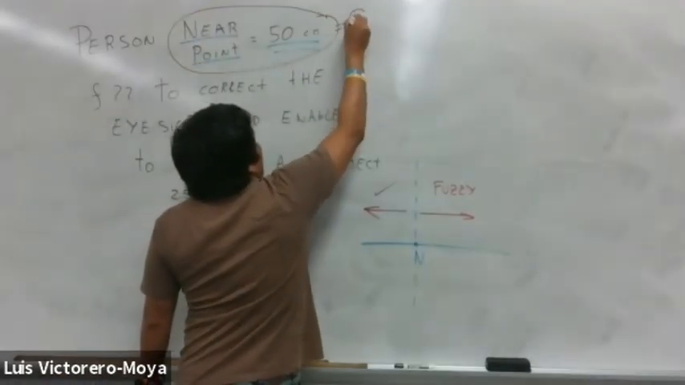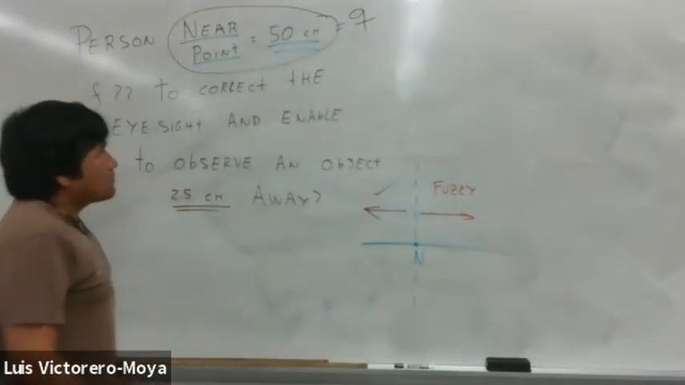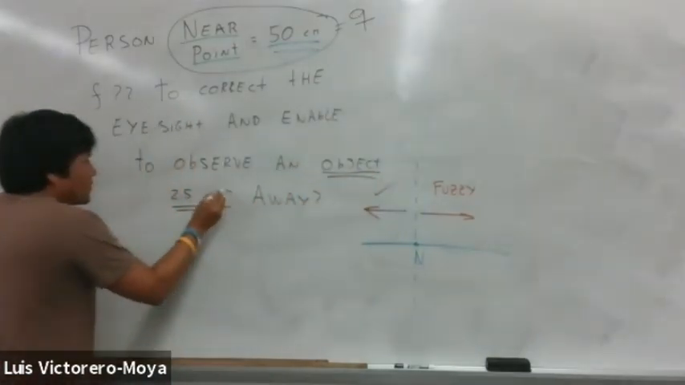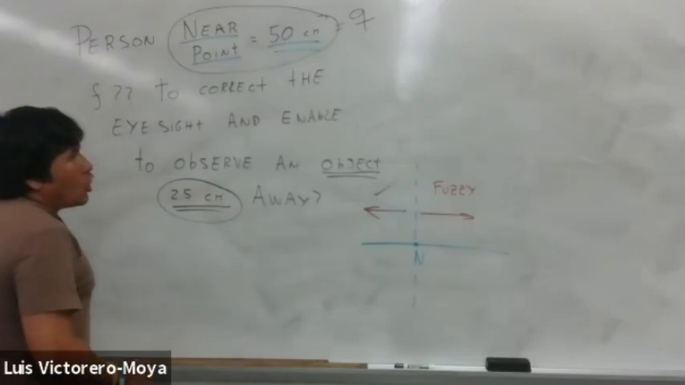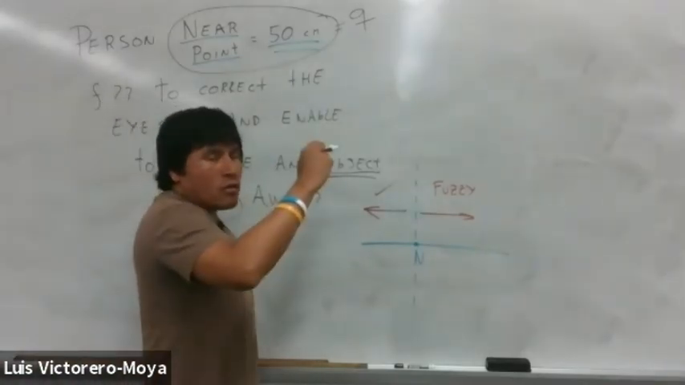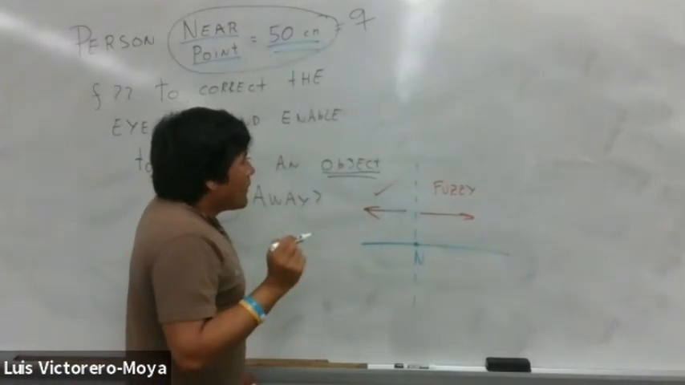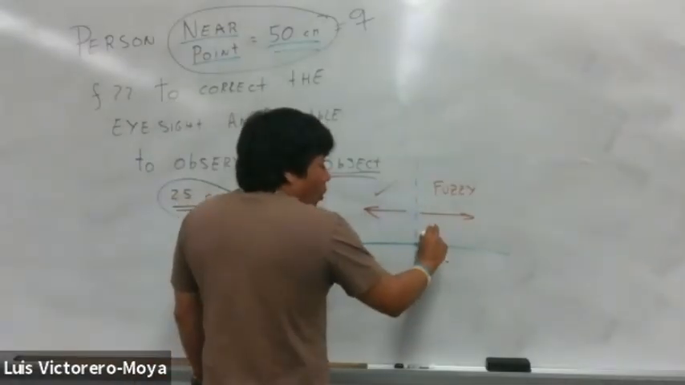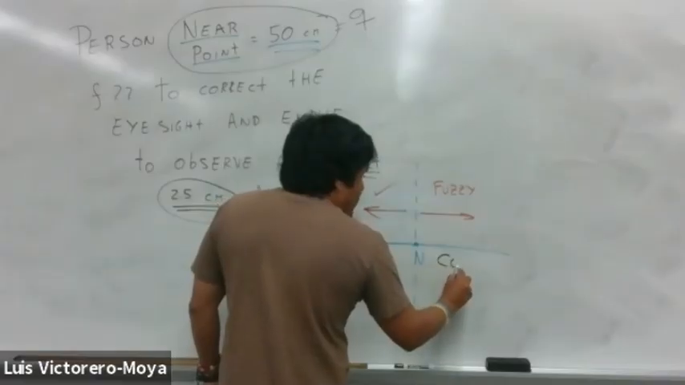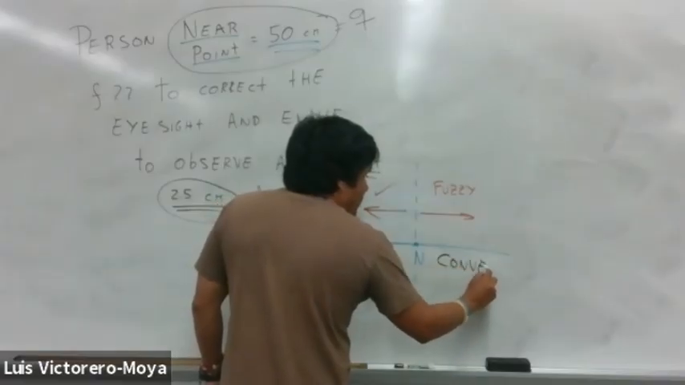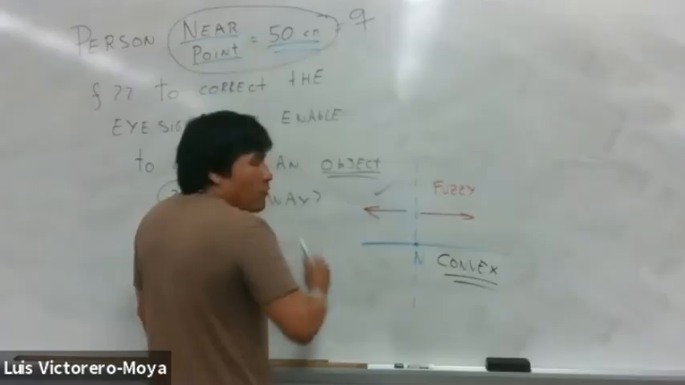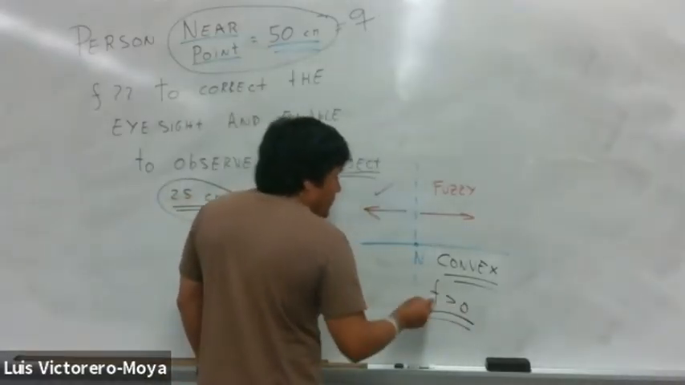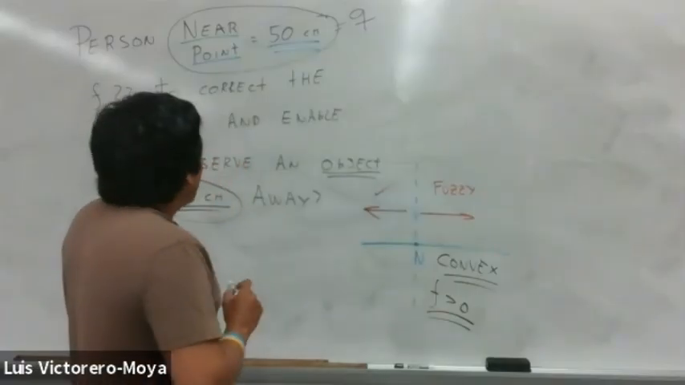This will be your image distance, and your object distance is obviously 25. So the equation that we need to use is 1 over P plus 1 over Q equals 1 over F. But there is something else that you need to remember: the lens to correct this type of vision is a convex lens, and has a focal length that is positive. So the answer should be positive.